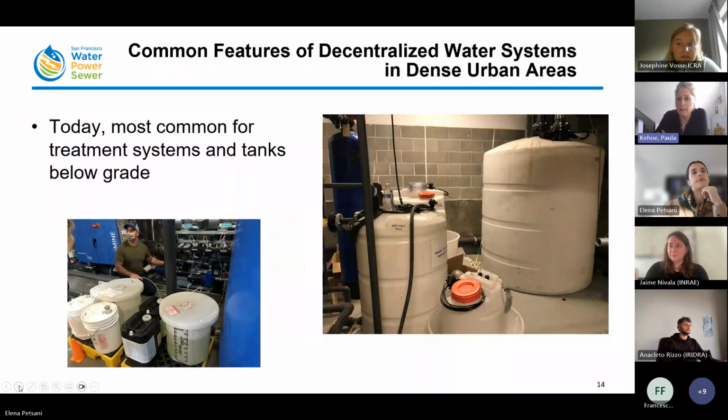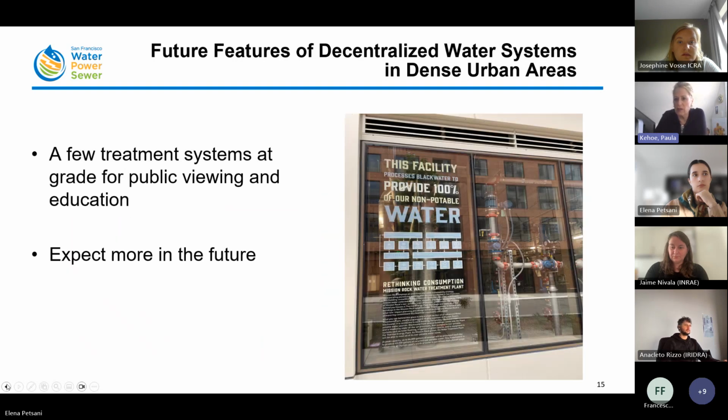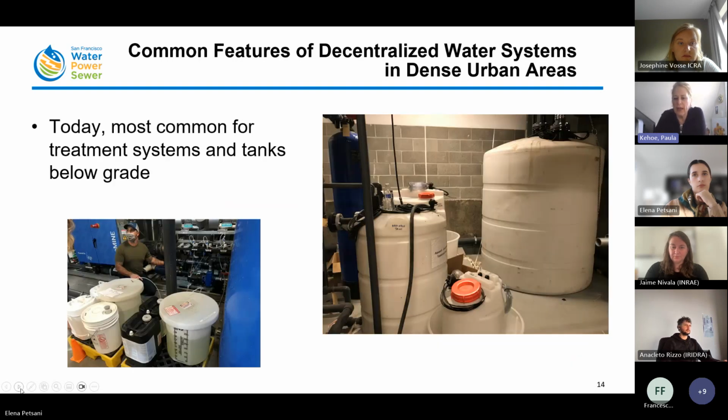So, different types of applications and installations in San Francisco. Some of the common features of where we are today, since it is a dense urban area, is that most of the treatment systems and tanks are below grade. They're in the basement of these buildings. That's where they're located due to space.